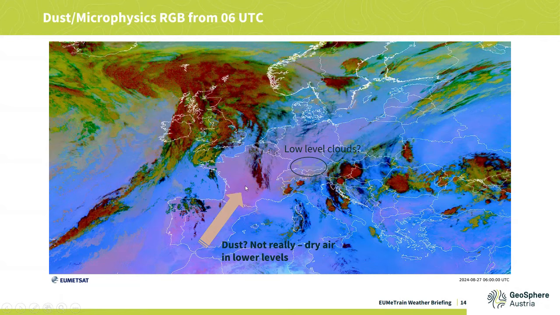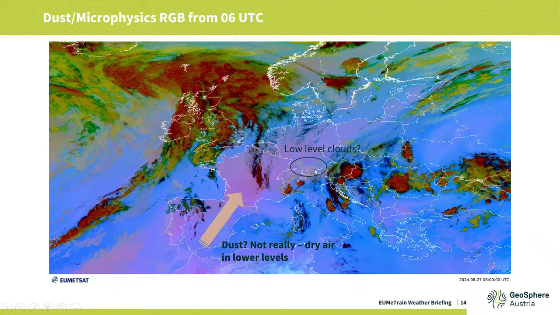And then I checked the quick guide again, and I saw, okay, no, you can also see dry air in lower levels with this Microphysics RGB in pinkish colors. So that's what you see here. And if it really had been dust, it would be more plume-shaped, and really, really pinkish. You would see it more nicely.